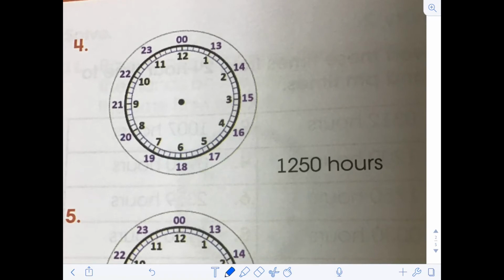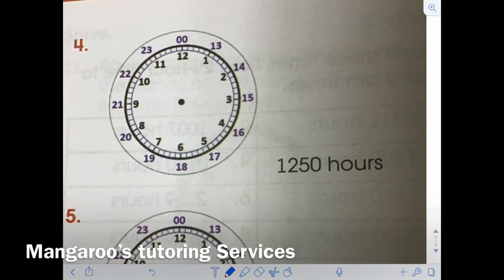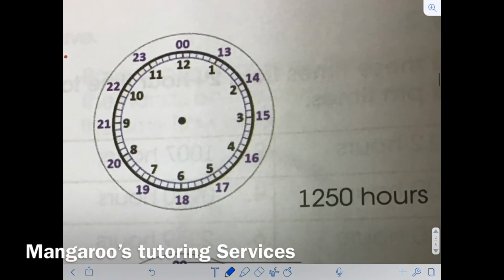1250 hours, this is a 24-hour time. We will now draw this on the 12-hour clock. 1250, we know that this would have to be PM, because from 0000 to 1159 it's the AM time, and from 1200 all the way up to 2359 it's the PM time. So again, you could refer to the table to remember the times.